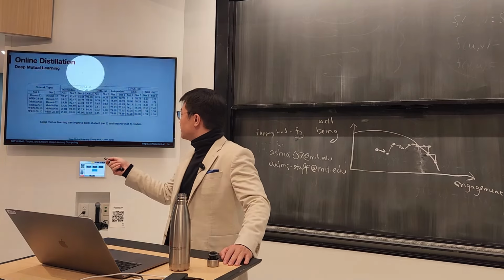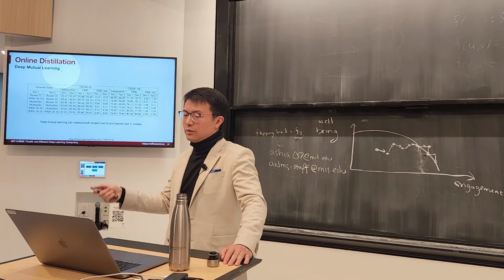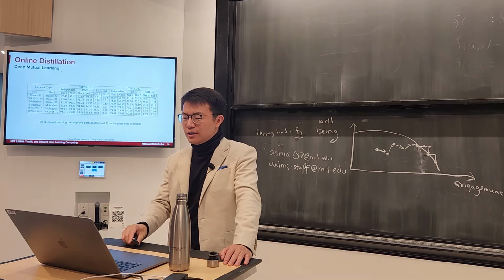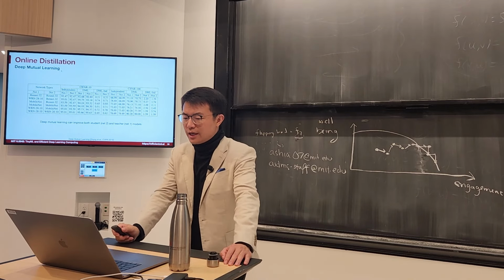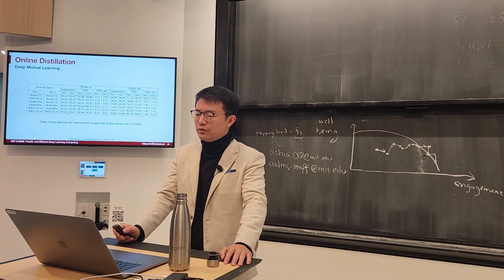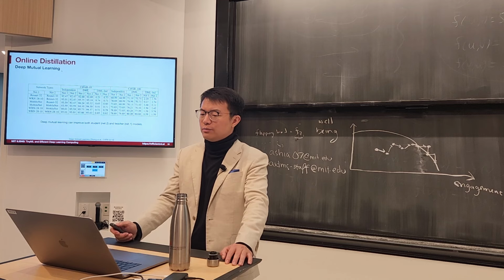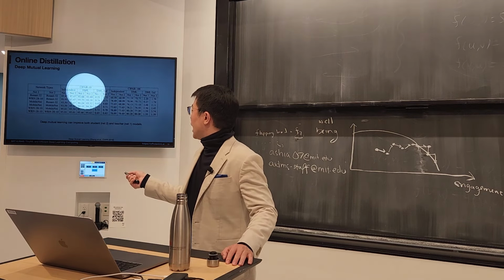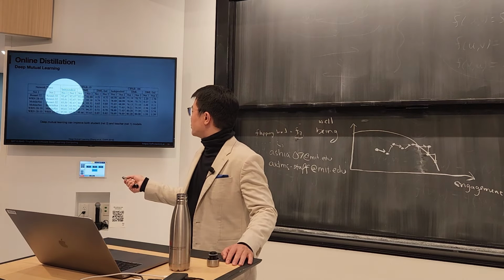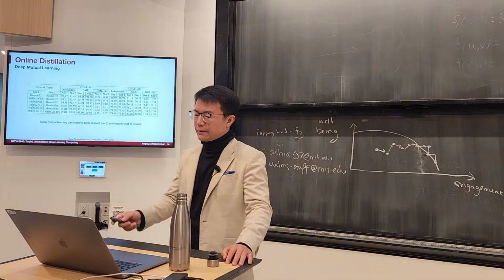So people call it deep mutual learning. And we can see here on CIFAR-10 and CIFAR-100 datasets, deep mutual learning can improve both the student and the teacher models. The DML in the middle row is showing the performance after this online distillation compared with independent training.